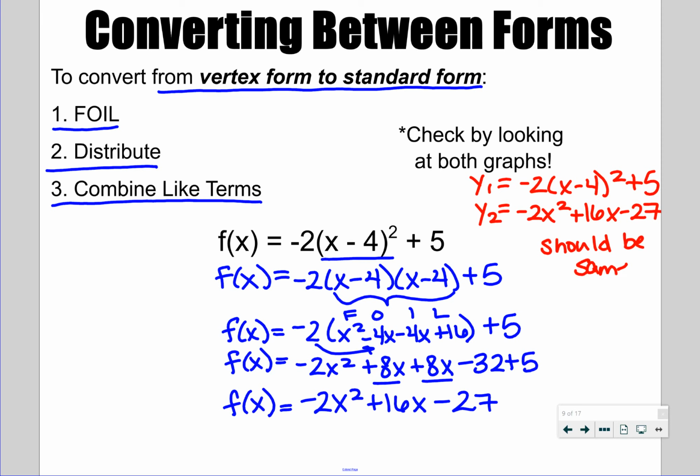It should be one parabola on top of each other, because all we did here was change the form of the equation. We shouldn't have changed the equation itself if we've done it correctly. So you should get the same graph both times. And again, if you don't get the graph the same both times, then you know to go back and check your work.